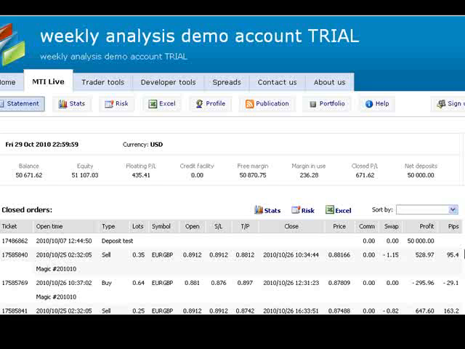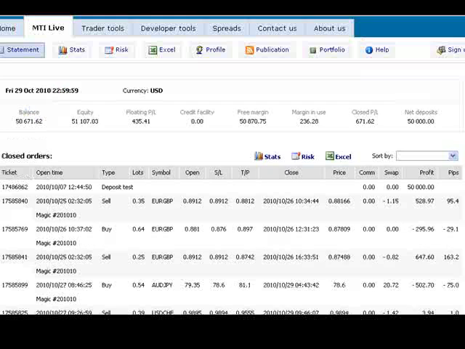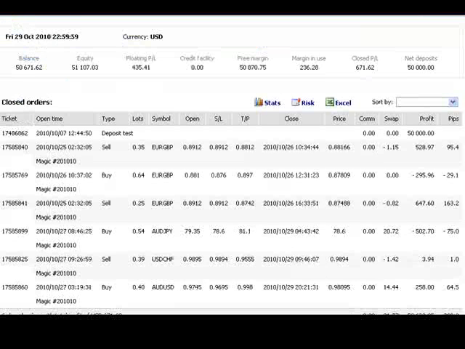This is MT4I stats, and the link is in the blog post, and I showed you at the beginning of the week which trades we were looking to take. At the end of the week, we've got a 1.3% account growth. Equity at the moment is 51,107 because we have a floating profit of $435 in 2 open trades.